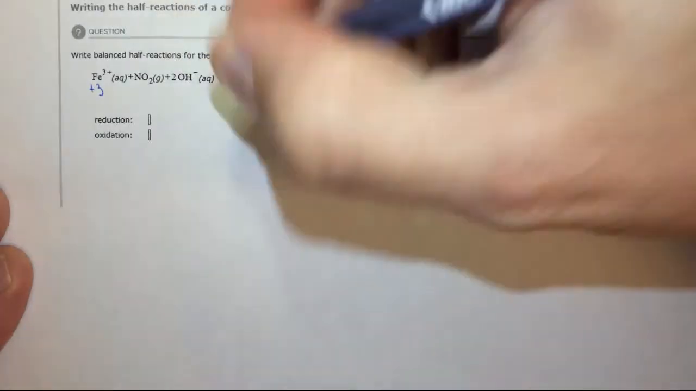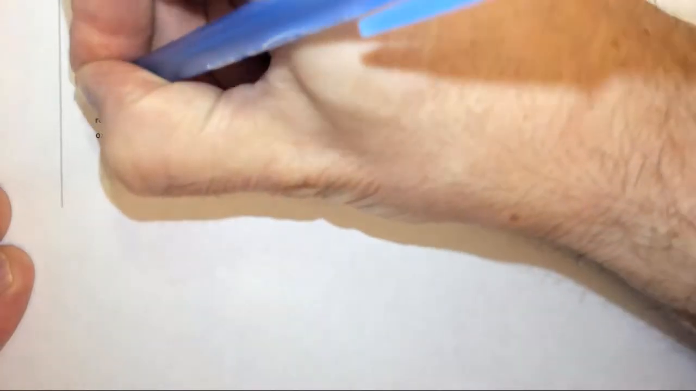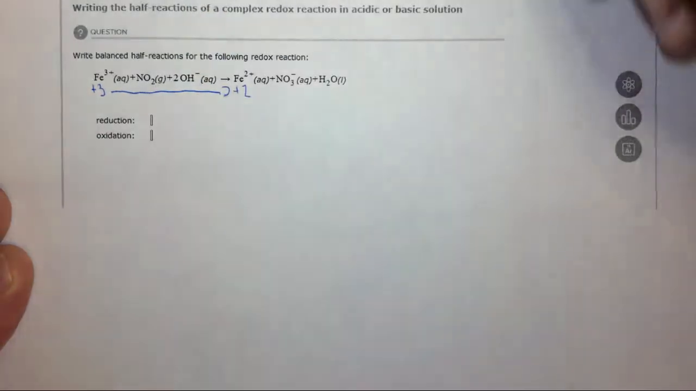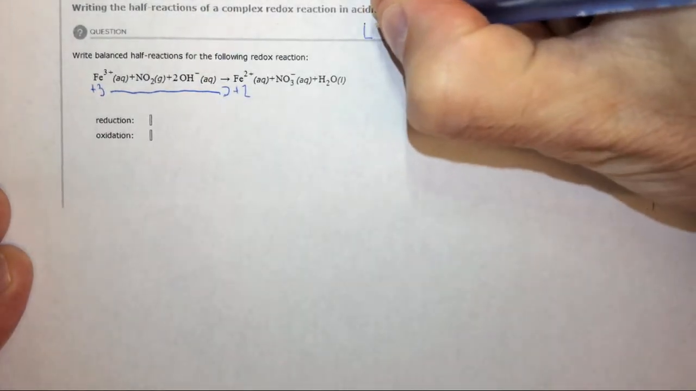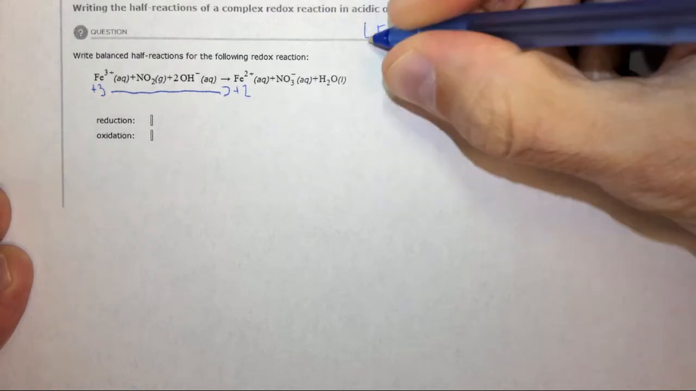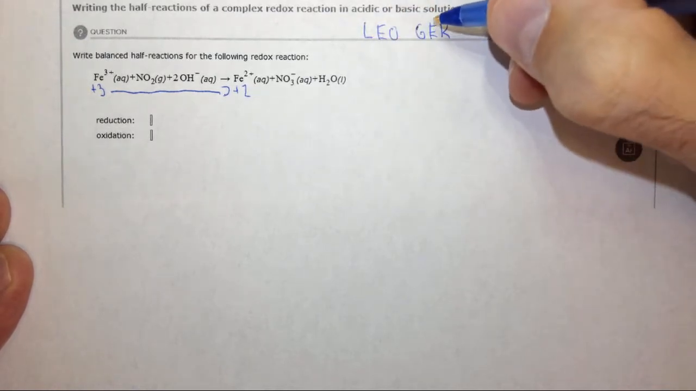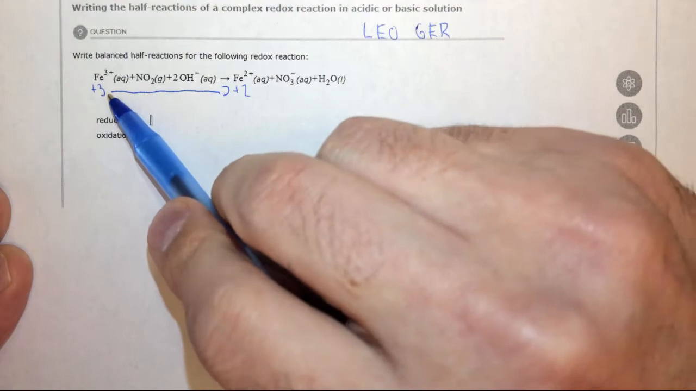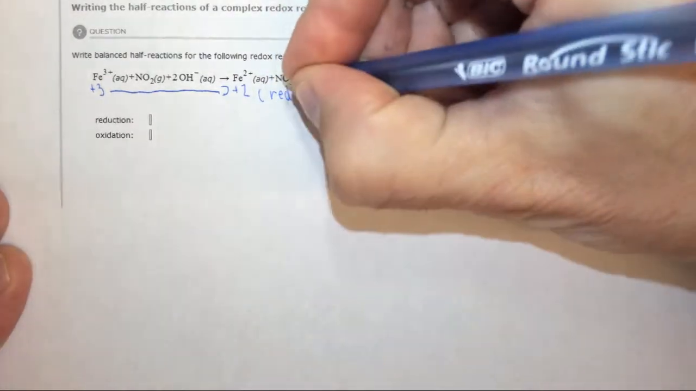I'm going to start with iron because it's first. Over here it's plus 3. Over here it's plus 2. As it's been in several other videos, there's the mnemonic device Leo the Lion says Grr. Losing electrons is oxidation. Gaining electrons is reduction. Well, if something goes from plus 3 to plus 2, it gained an electron. So this is reduction.